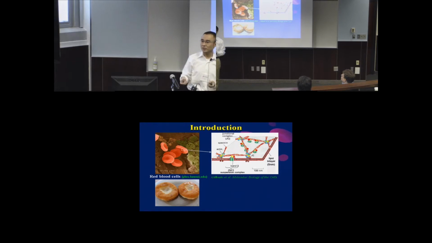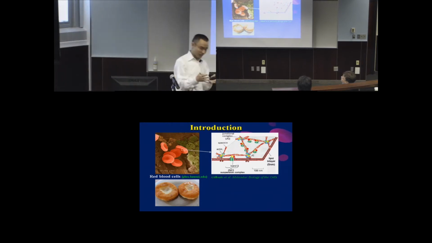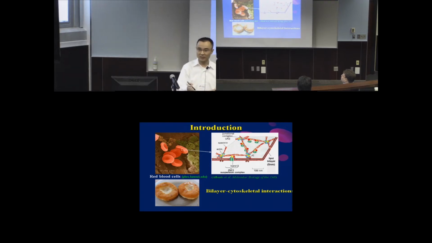This interaction between the lipid bilayer and the cytoskeleton plays a significant role in the shape and the deformability of the red cell. If a mistake happens in these proteins, mutations will cause a lot of diseases. So that's why in my presentation, I will focus on the interaction between the lipid bilayer and the cytoskeleton and model them as two different layers.